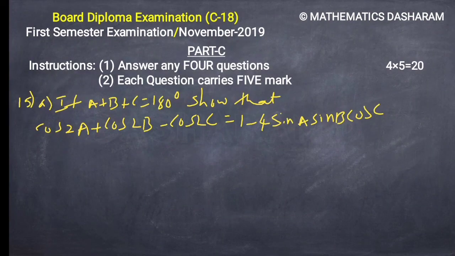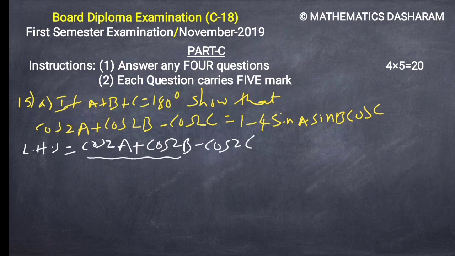15th question, A problem. If a plus b plus c is 180, then show that cos 2a plus cos 2b minus cos 2c equals 1 minus 4 sin a into sin b into cos c. Let's take the LHS.